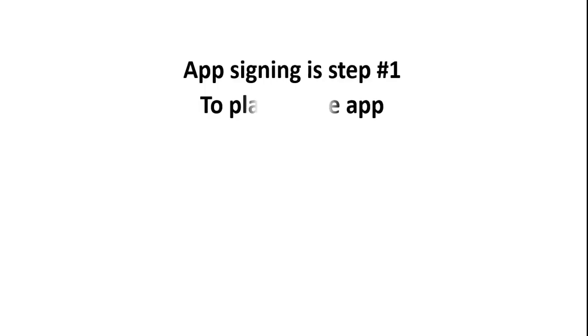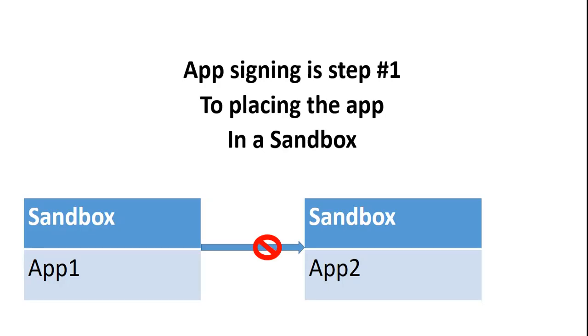Now, on Android, application signing is the first step to placing an application in its application sandbox, okay? The signed application certificates define which user ID is associated with which applications, and different applications run under different user IDs. Now, application signing ensures that one application cannot access another application except through a well-defined IPC.